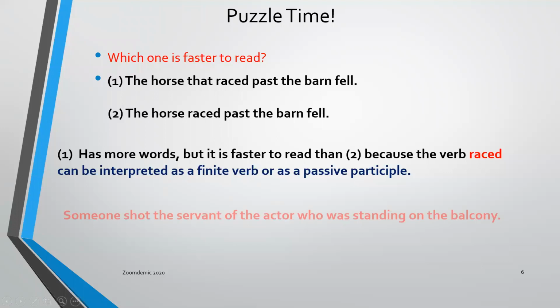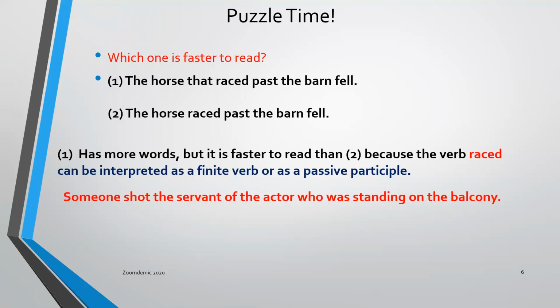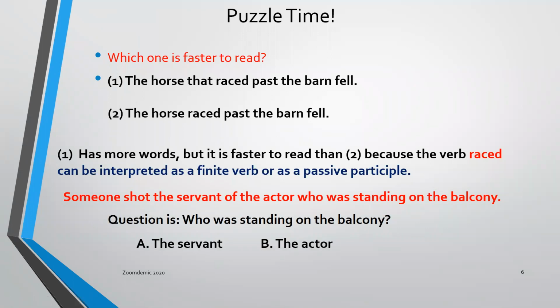So take a look at this sentence. Someone shot the servant of the actor who was standing on the balcony. This sentence contains a complex DP, the servant of the actor, and then an RC, who was standing on the balcony. The question is, who was standing on the balcony? Now I want everybody who's attending this to answer this question by selecting either A, the servant, or B, the actor.